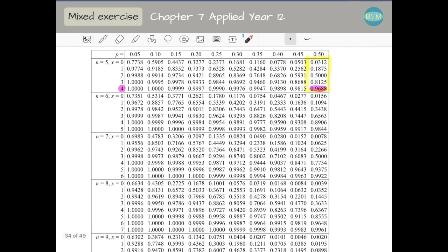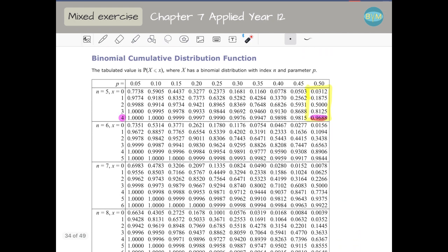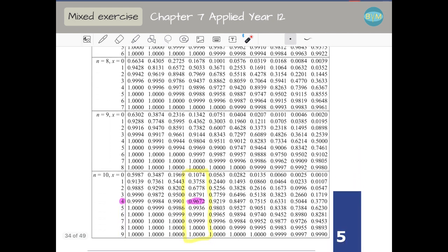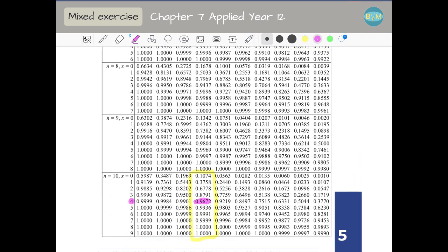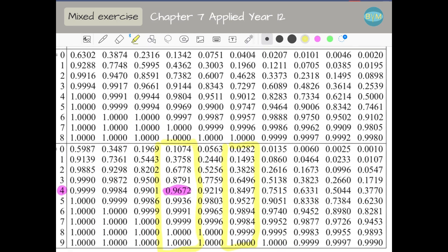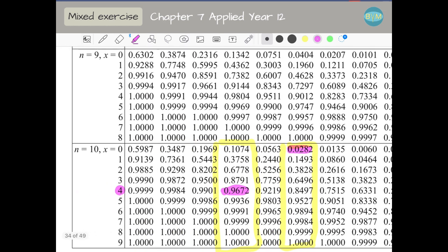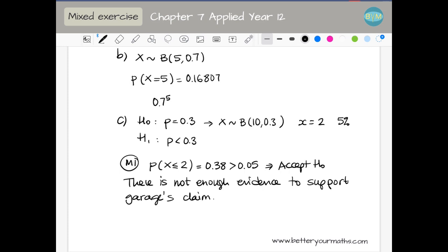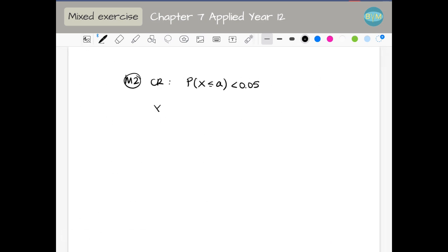If we go to n 10, 0.3 is this column here, yeah, 0.3. So the first value that is smaller than 0.05 is this one, which means X is 0. So my critical region is going to be X smaller or equal than 0, but it cannot be smaller. So my critical region is just X equals 0.